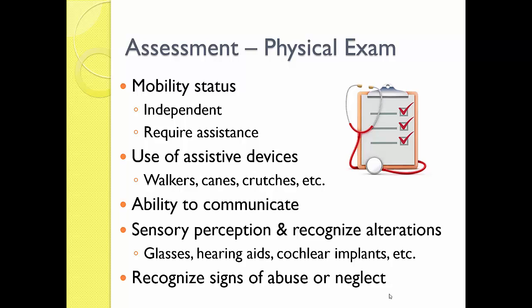Do they have an adequate means of communication, ability to communicate? Are there any sensory perception alterations, and recognize those, and make sure that they are using any assistive devices, glasses, hearing aids, cochlear implants, whatever, as some examples, but whatever it may be, are they using those? Are they functioning and working properly? We also need to recognize any signs of abuse or neglect in any age population. Just always be alert for those and on the lookout for those.